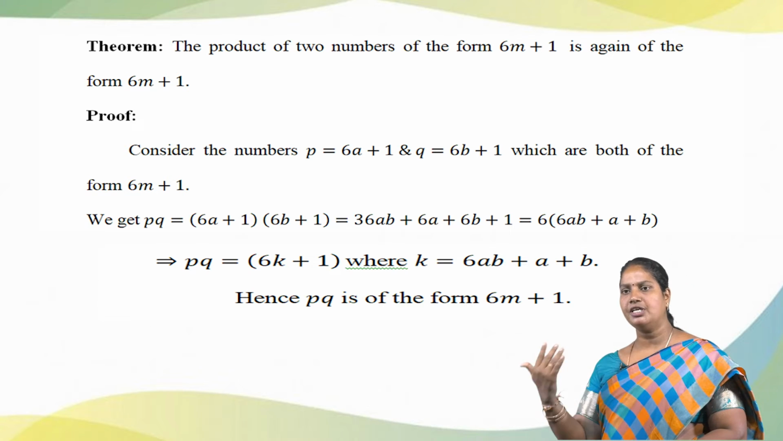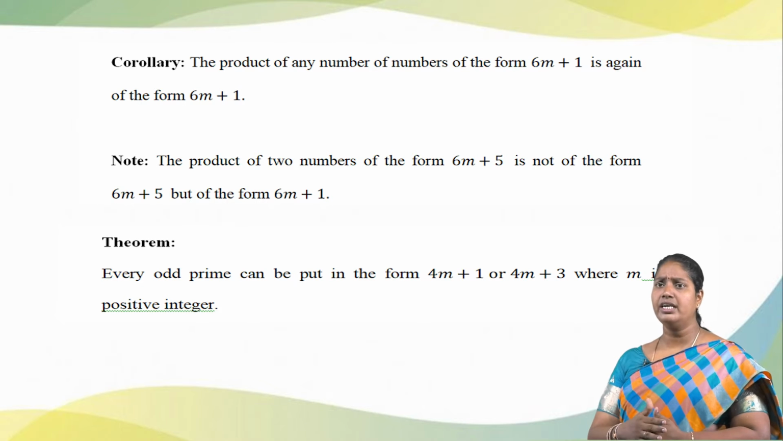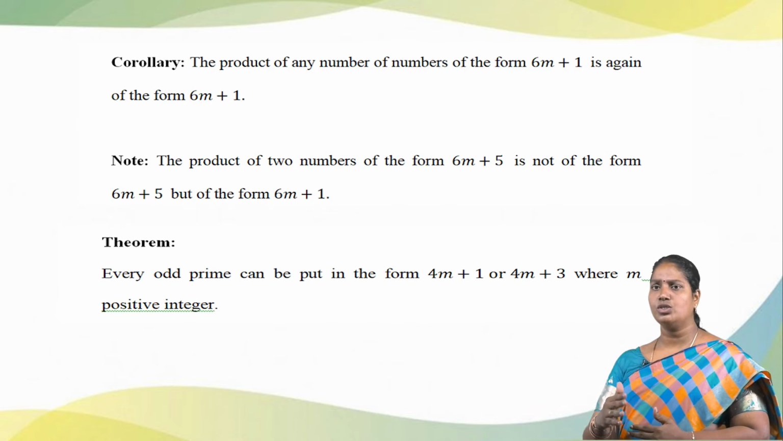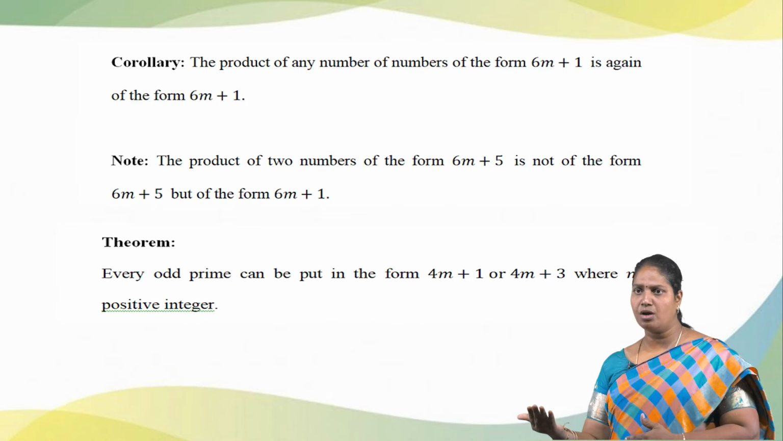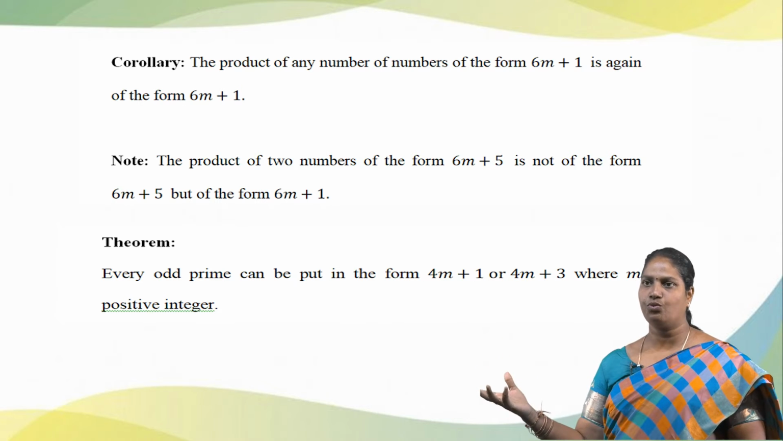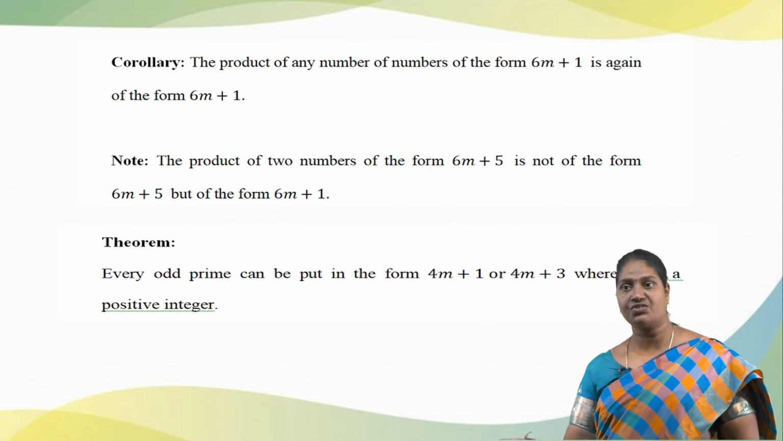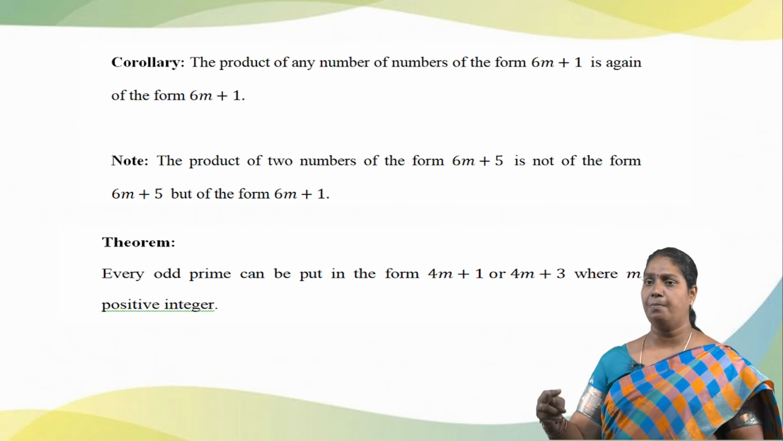Similarly, we can prove that the product of two numbers of the form 6m plus 5 is also of the form 6m plus 1, but not again of the form 6m plus 5. That is, the product of two numbers of the form 6m plus 1 is again a number of the form 6m plus 1, but the product of two numbers of the form 6m plus 5 is not of the form 6m plus 5 but of the form 6m plus 1.